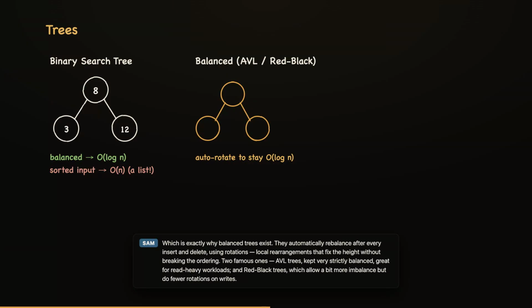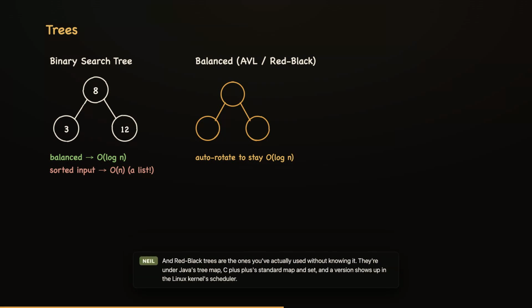They automatically rebalance after every insert and delete, using rotations, local rearrangements that fix the height without breaking the ordering. Two famous ones. AVL trees, kept very strictly balanced, great for read-heavy workloads, and red-black trees, which allow a bit more imbalance but do fewer rotations on writes. And red-black trees are the ones you've actually used without knowing it. They're under Java's TreeMap, C++'s standard map and set, and a version shows up in the Linux kernel scheduler.